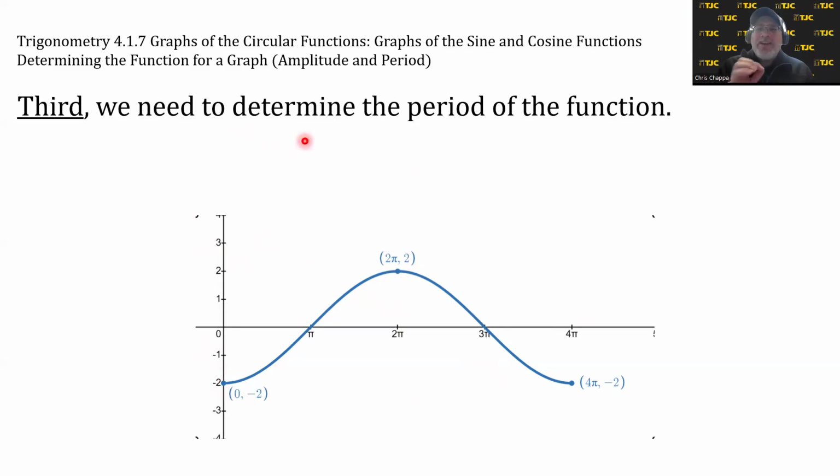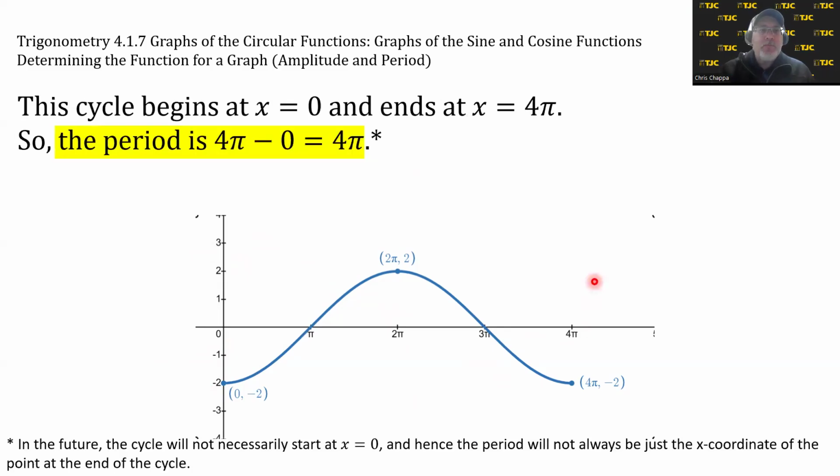Third, we need to determine the period of the function, how long it takes for one cycle to occur. This cycle begins at x equals 0. You can see the x-coordinate on the first point, and ends at x equals 4 pi. So the period is 4 pi minus 0, which is 4 pi. It should be pointed out that in the future, the cycle will not always start at 0 because we might translate horizontally. And so the period will not always just be the x-coordinate of the point at the end of the cycle.